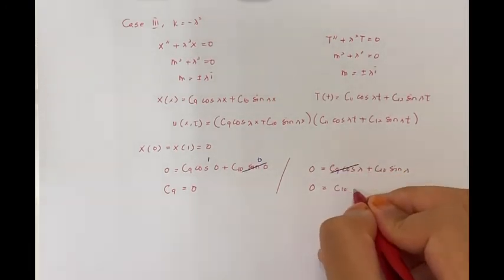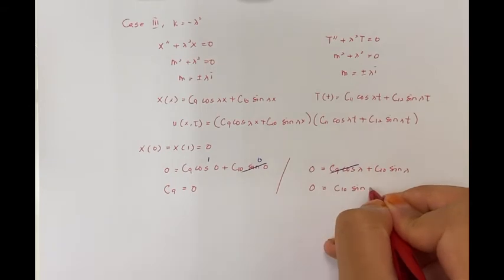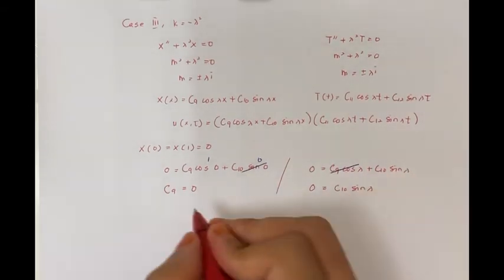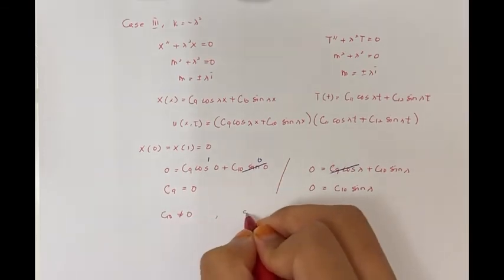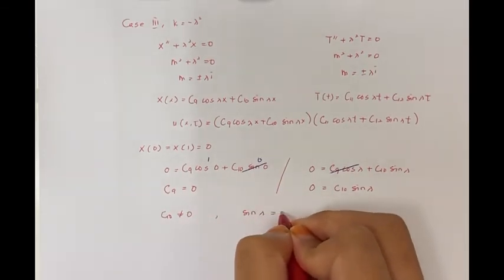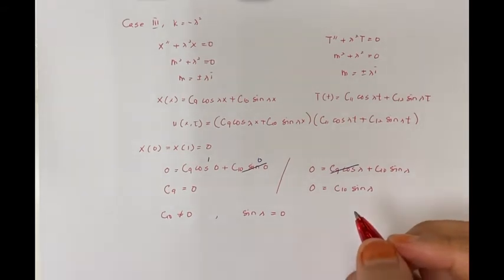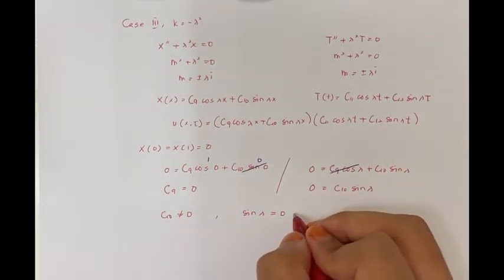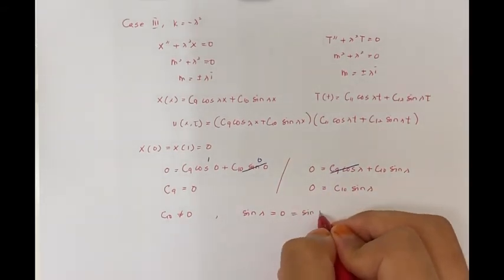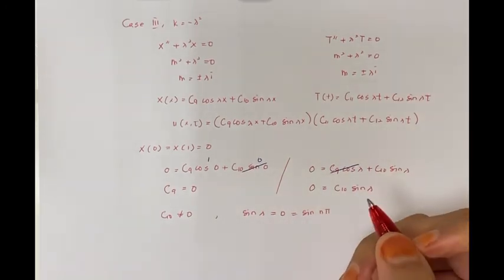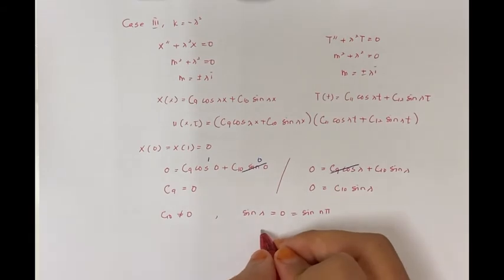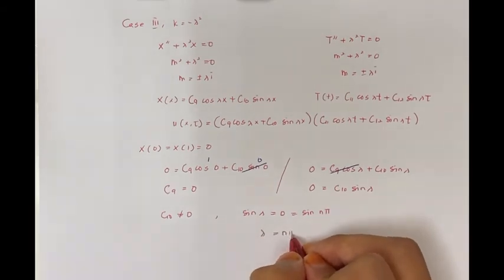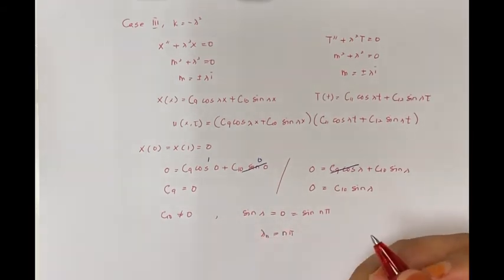0 is equal to C10 sin lambda. Since C10 cannot be equal to 0, sine lambda must be equal to 0. Again, you know sine n pi is equal to 0. So this lambda is equivalent to this n pi. Lambda is equal to n pi. So lambda n is equal to n pi.